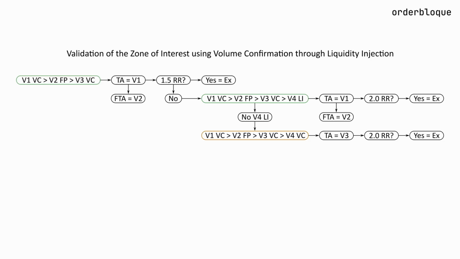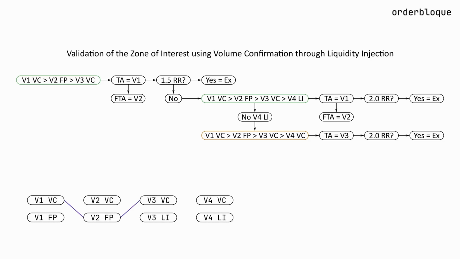This diagram refers to the third combination from the HTF part, which includes the second variable in the form of a fractal point. And if the trouble area is at a distance exceeding a risk-to-reward ratio of 1.5, then an entry can be made. If you didn't quite understand this, rewind back and review the segment where I explained it.